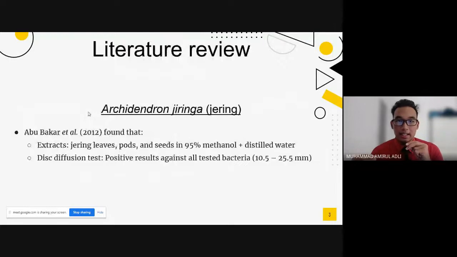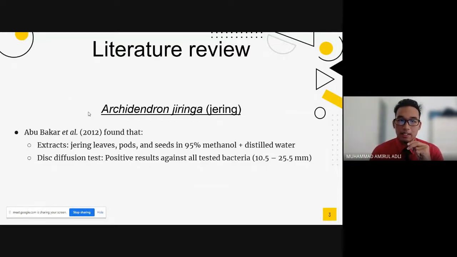And there were a few studies on the antibacterial properties of jering and kerdas. For jering, one study conducted by Abu Bakar et al. showed that the jering leaves, pods, and seeds extracts managed to exhibit inhibitory effects on tested bacteria in the diffusion test.